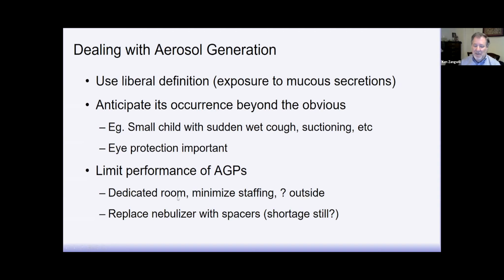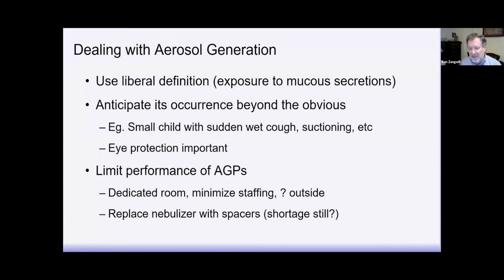A dedicated room, of course, if you possibly can, and certainly minimize staffing in the room when that trach needs to be changed or when you're doing whatever might generate aerosols. It was popular and appropriate to try to replace nebulization as much as possible with MDI with spacers. And then, of course, we all did it and there was a shortage. I don't actually know if there's still a shortage of spacers right now, maybe someone can tell me. But obviously it helps to avoid the problem of overt nebulization.